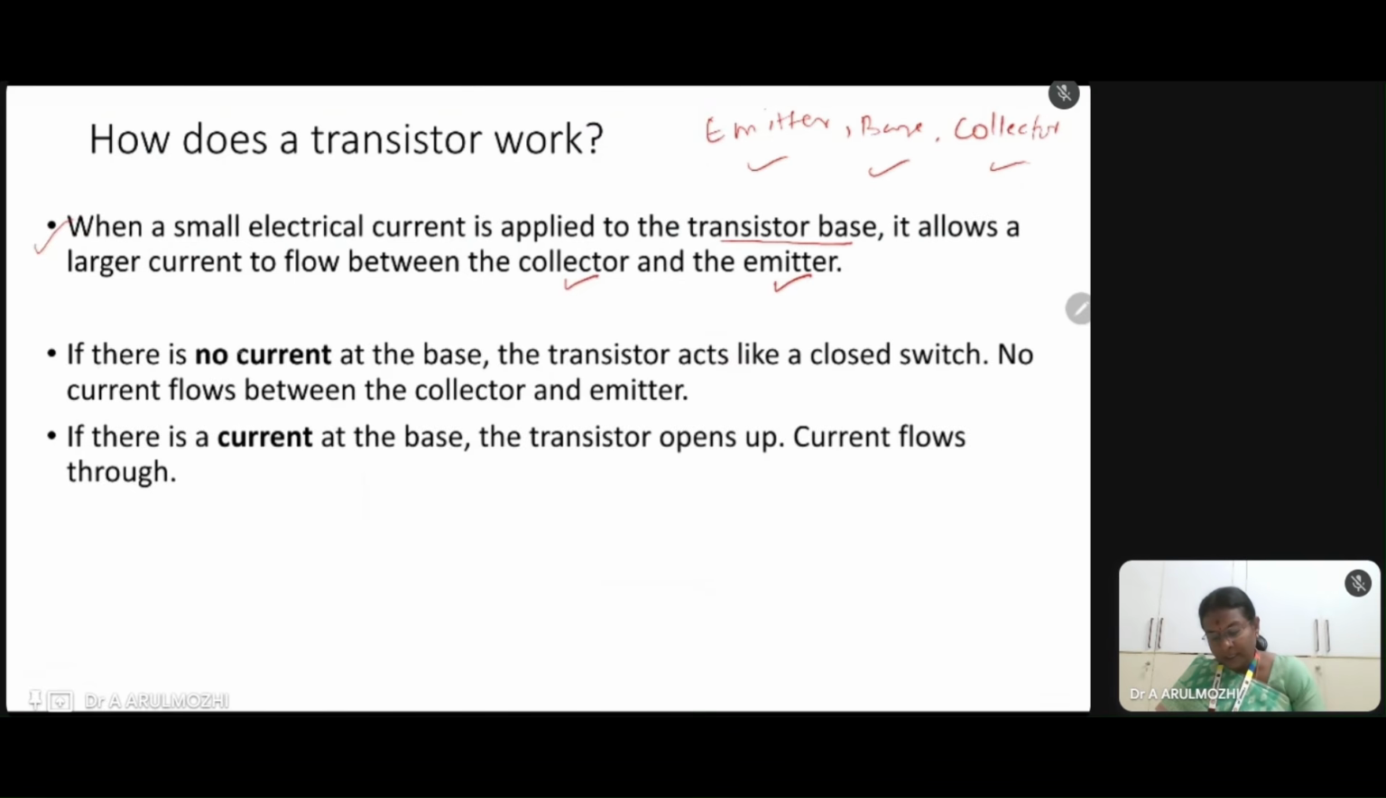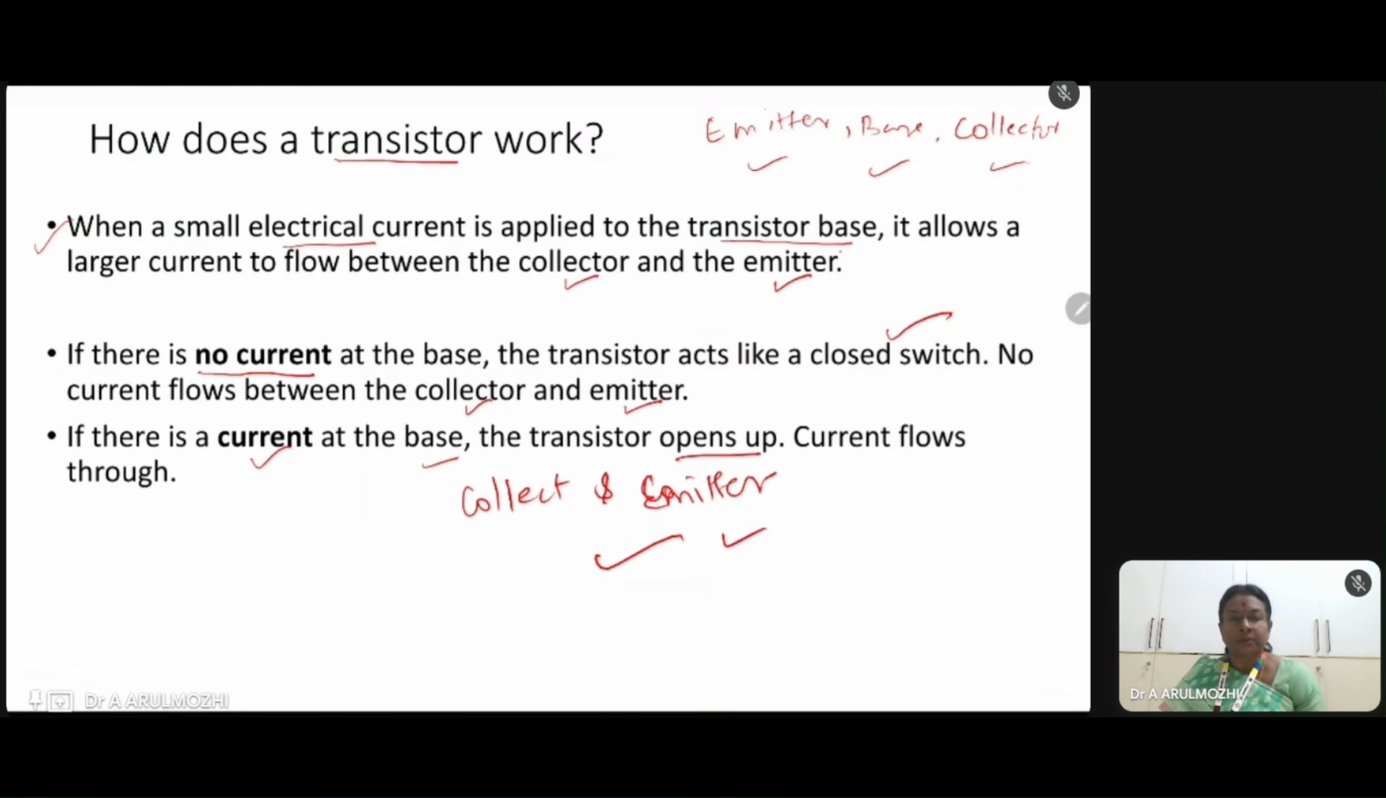Here, if there is no current at the base, the transistor acts like a closed switch, so no current flows between the collector and the emitter. Secondly, if there is a current at the base, the transistor opens up, so from this we can access the current in between the collector and the emitter. So this is where the transistor works. Based on the amount of electric current given to the base of the transistor, we make the transistor behave as a switching device.